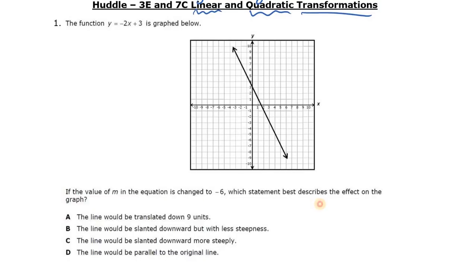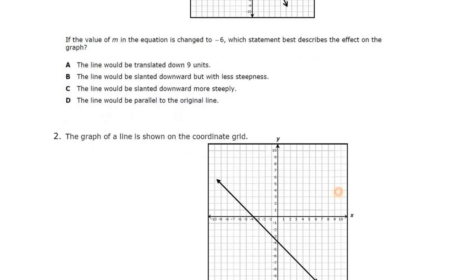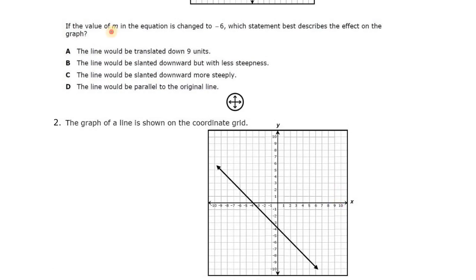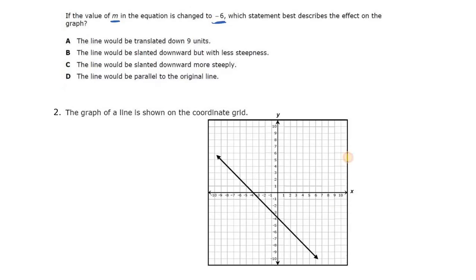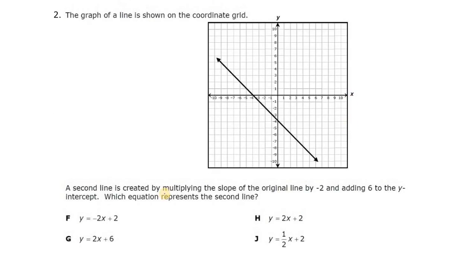We'll skip number 1 because it's easier than number 2 is. We'll do number 2 as the example. Number 1 is only asking to change the slope, whereas number 2 is asking you to do some multiplication with the slope and do something to the y-intercept. Alright, number 2. The graph of the line is shown on the coordinate grid. A second line is created by multiplying the slope of the original.